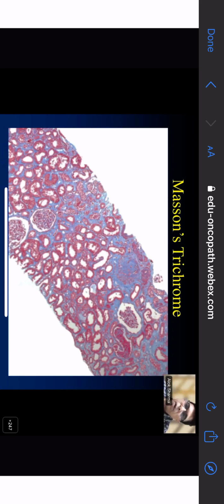Another thing the trichrome also does is highlight the immune complexes as red. If you look carefully at high power, you can see that many immune complexes will take up the red stain of the trichrome. These are the two major indications for doing a trichrome stain.